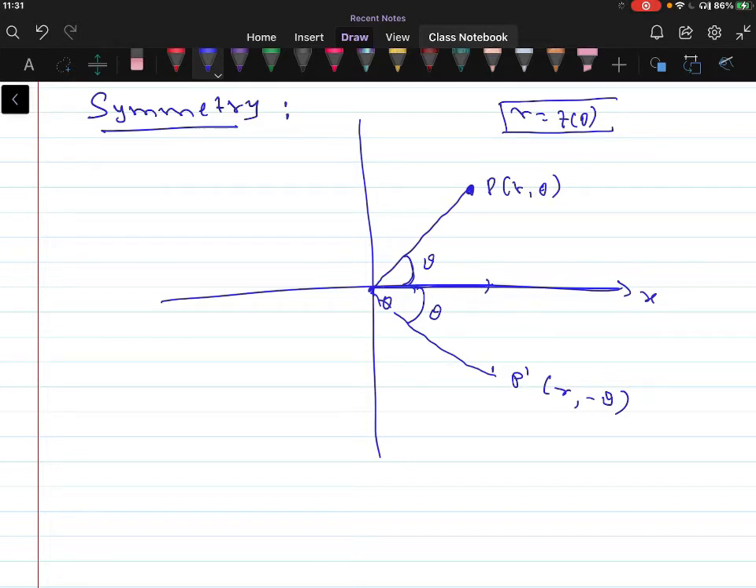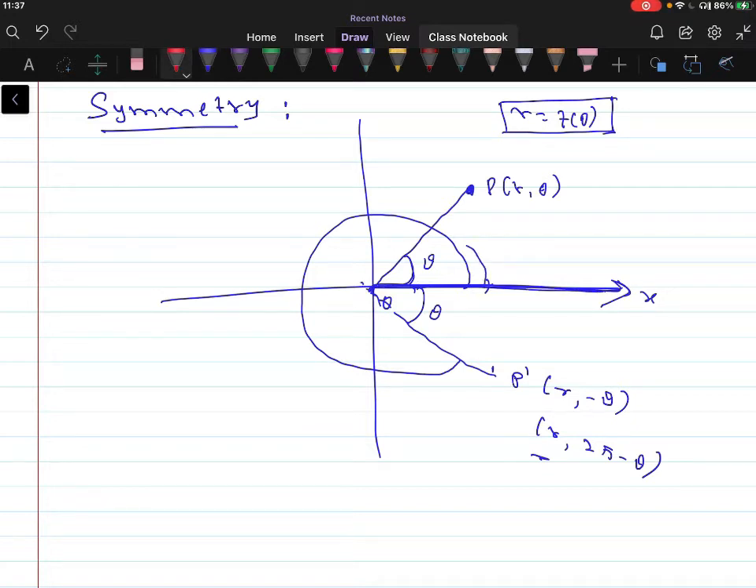Suppose we replace r by r and theta by minus theta in the polar equation. If there is no change in the polar curve, then the curve r equal to f of theta is symmetric about the x-axis. Otherwise, going from the initial ray to this point, it is r comma 2 pi minus theta. If we replace r by r and theta by 2 pi minus theta and there is no change in the curve, then the curve is again symmetric about the x-axis.